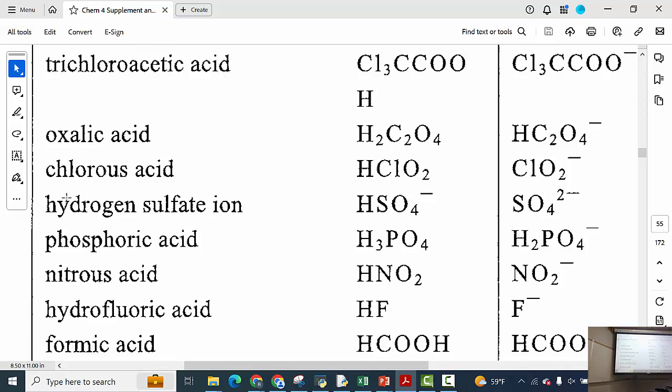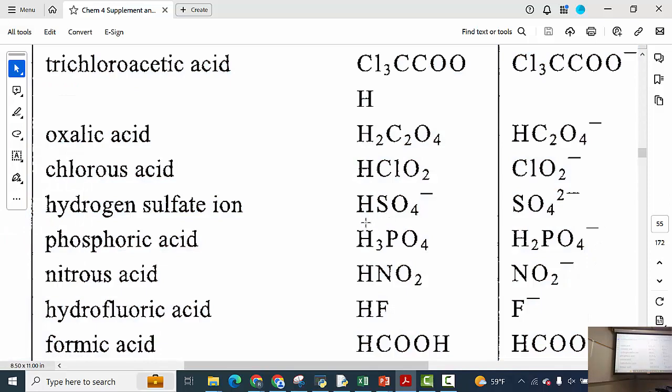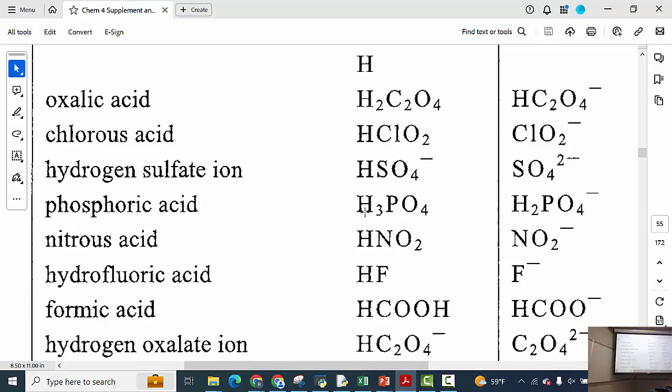If hydrogen sulfate's correct, what's another name for hydrogen sulfate ion? Bisulfate. Bisulfate, oddly enough, is a stronger acid than phosphoric acid. But why is it called bisulfate? Somebody named it bisulfate, and most people don't call it hydrogen sulfate. Most people call it bisulfate, and therefore you should know bisulfate.